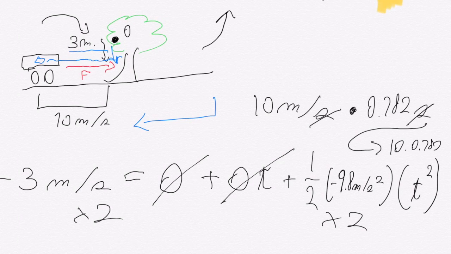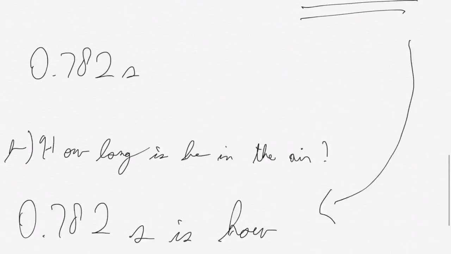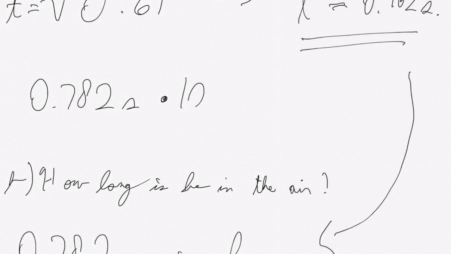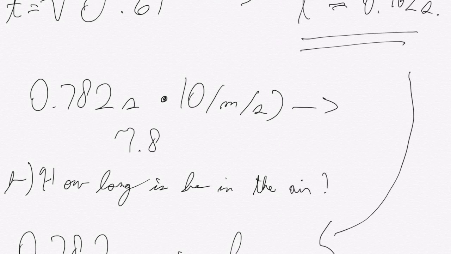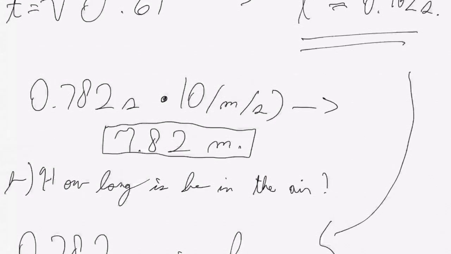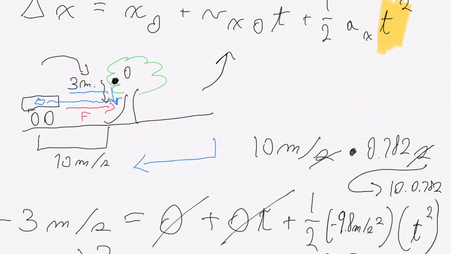And look at that, our units cancel out, and we get 10 multiplied by 0.782. And just remember that, I'll bring it down here, multiplied by 10 meters per second. And we go to 7.82 seconds. Sorry, wrong, 7.82 meters. And that's question A.